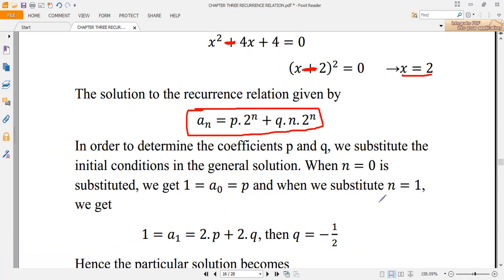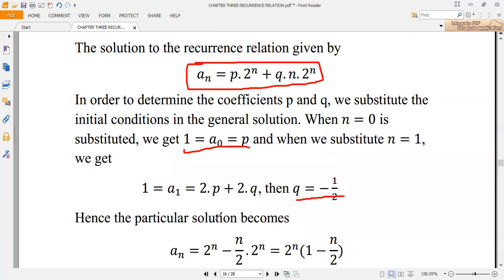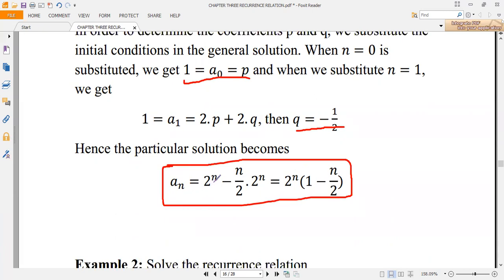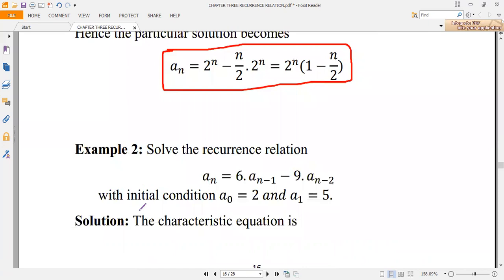And when we substitute n is equal to 1, we get a1, and a1 is minus 1. So minus 1 is equal to 2 times p plus 2 times q, but we obtained that p is 1. So rearranging, you'll get the q value, which is minus 1 over 2. Hence, the particular solution to the recurrence relation is given by this equation: a_n is equal to p to the power of n minus n over 2 times 2 to the power of n, and taking 2 to the power of n as common, 2 to the power of n times (1 minus n over 2) is the particular solution to the given recurrence relation. Let's take another example.